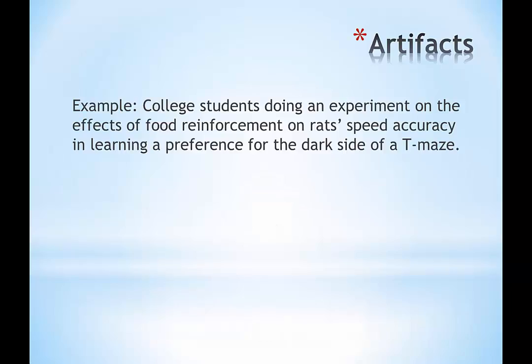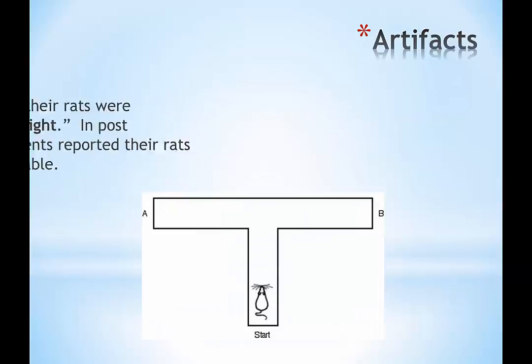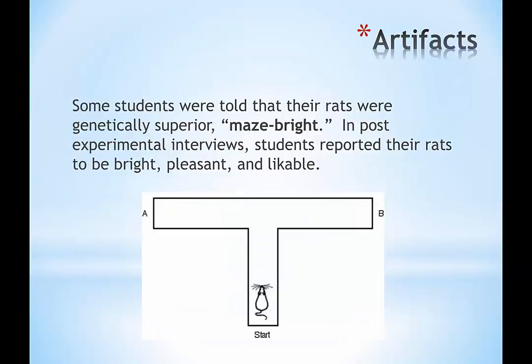So I just want to flip back here. The idea is, can you use food reinforcement on a rat's speed and accuracy in learning that preference for the dark side of the T maze when that's not their natural preference? That's the goal: get them to turn right or turn left, whichever one is dark. You can use food as a reinforcement at the end of the little runway there.